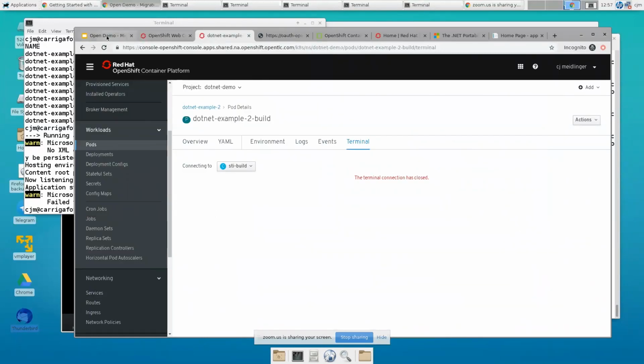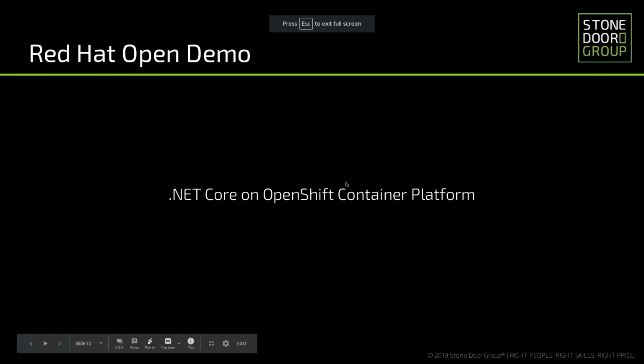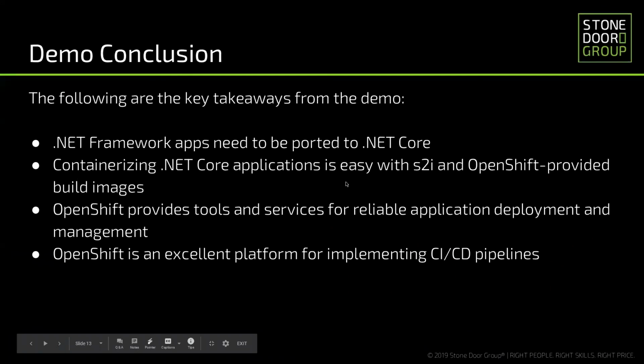So that was our demo, and these are hopefully your takeaways. Oh, I forgot to touch on the .NET Framework app. If you have .NET Framework, or a couple other .NET formats, they do need to be ported to .NET Core. .NET Core is the only version of .NET that's supported on Red Hat. And hopefully it's easy using the STI and OpenShift provided build images.